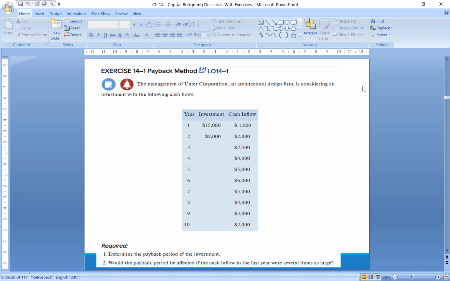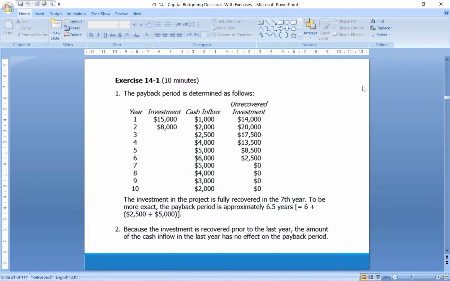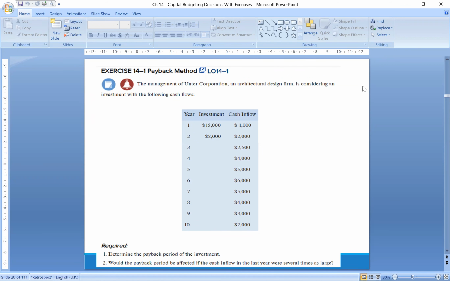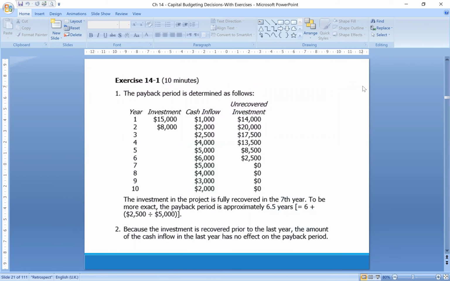The solution: you can start with the cash inflows. Go back to the question if you like. 1,000 plus 2,000 plus 2,500 plus 4,000 plus 5 plus 6. Up to 6, how much are we recovering? Can you calculate it? 19,500. Count it. Up to 6, we still need to recover the 2,500.